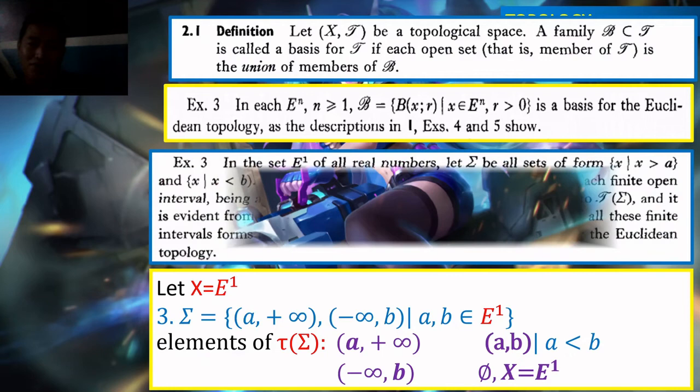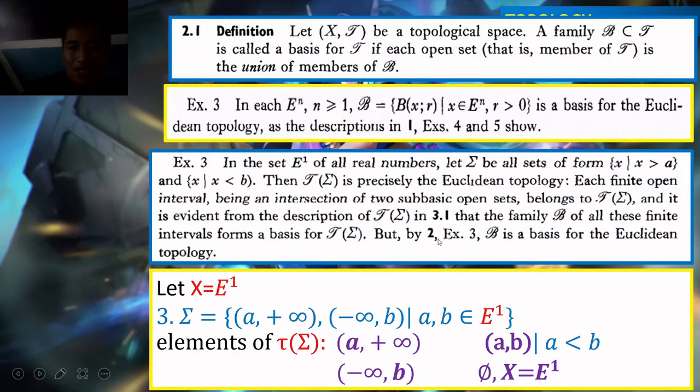Example number 3. Okay. Now, this example number 3, from earlier, has as its basis elements the open balls in the Euclidean topology. So, in E1, what if we consider E1 only? Those B's are open intervals. They are open intervals, right?